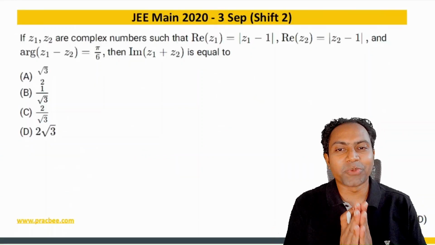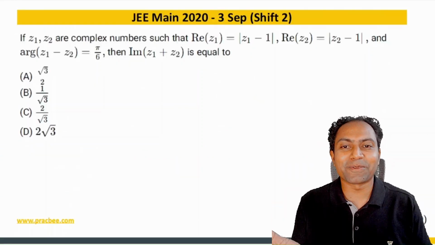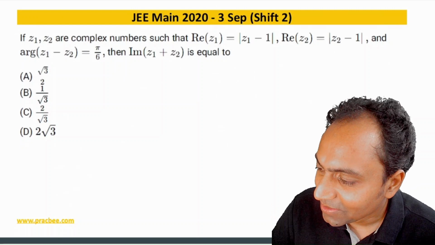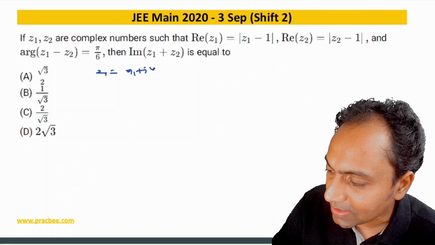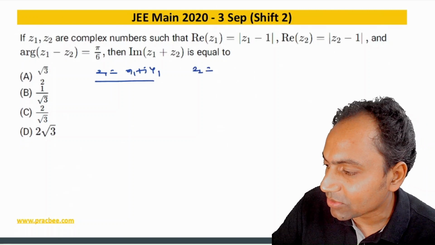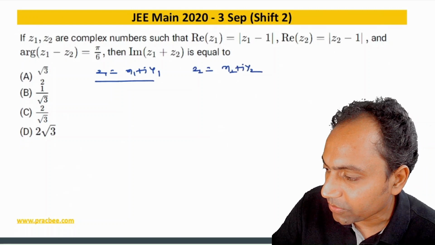Now this next question is a very simple question asked in 2020. It looks like a complex question, but once you write it down, it is very simple. So if I take z1 as a complex number x1 plus iy1, and if I consider z2 as a complex number x2 plus iy2.